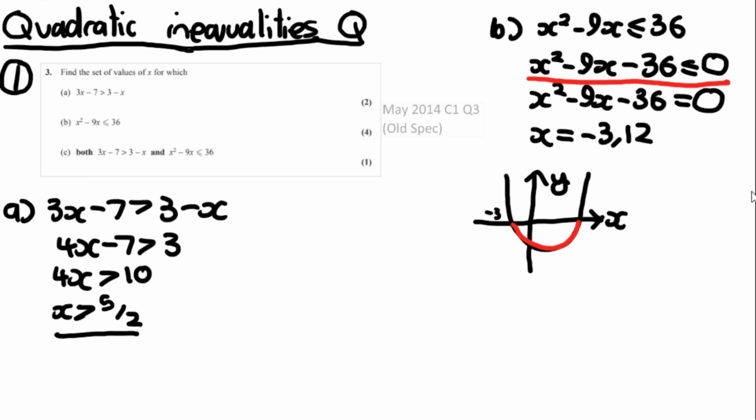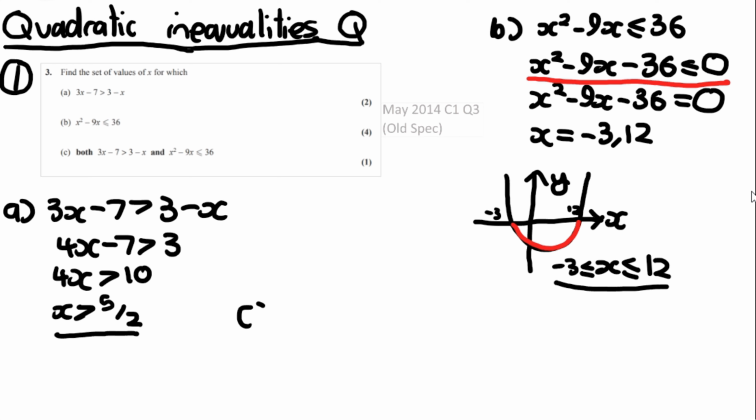This is minus 3 and this is 12 because these are the roots, and therefore if you look at this you can find that these set of values is when x is bigger than or equal to minus 3. Remember, it's going to be equal as well because we've got the equal part here as well for the inequality, but x has to be less than or equal to 12 too, and this is the solution for B.